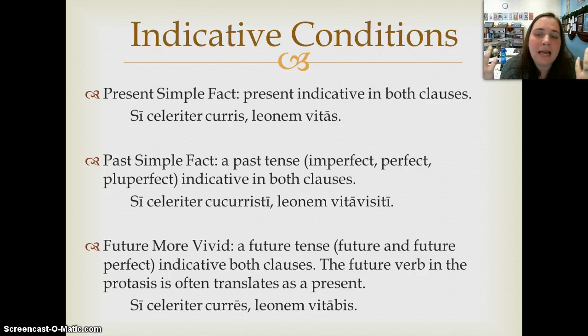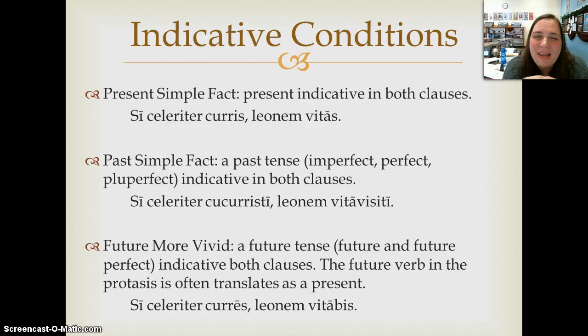A past simple fact just tells you something that did happen in the past, and you just need a past tense, either the imperfect, perfect, or pluperfect in the indicative. So the example I give you: si celeriter cucurristi, leonem vitavisti. If you ran quickly, you avoided the lion.